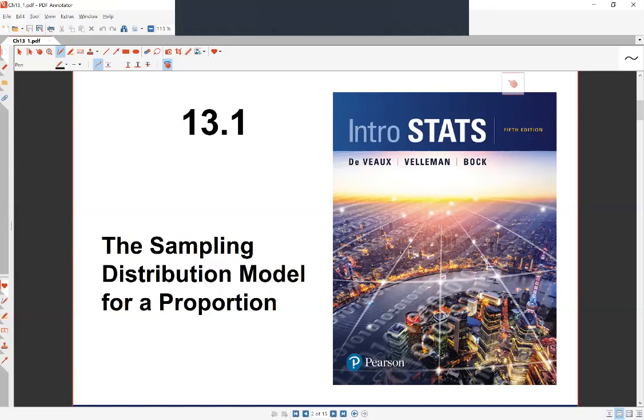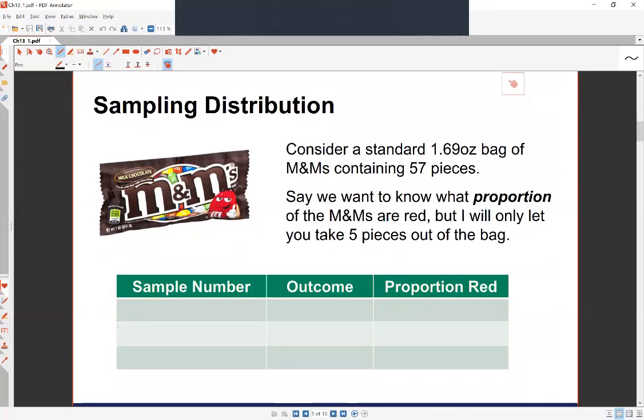Now, let's look at section 13.1, which is going to emphasize a new concept to us. We're going to define what I will refer to as the sampling distribution. And we're specifically going to do this in the context of the proportion of a sample that satisfies a certain criteria. And I know that sounds a little bit ethereal, so let's get real. Because what is more important and more fun than talking about M&Ms?